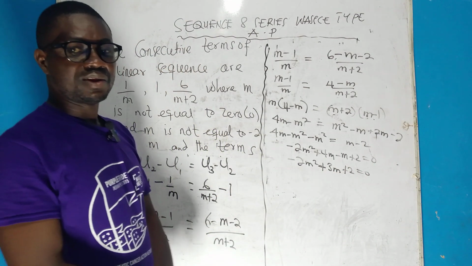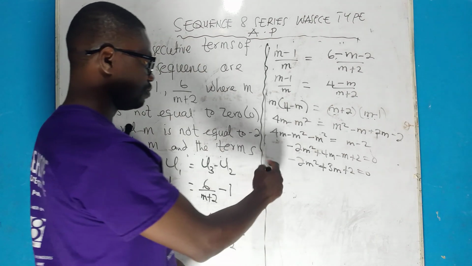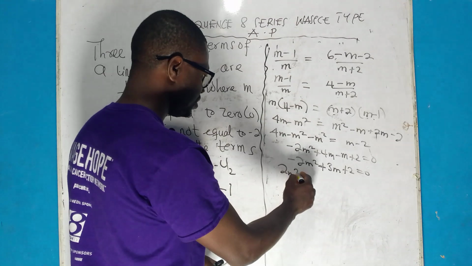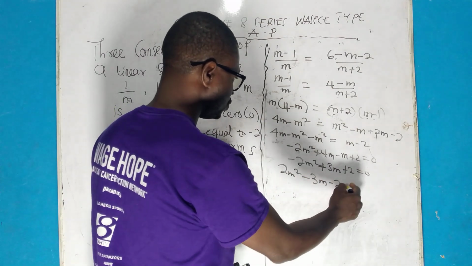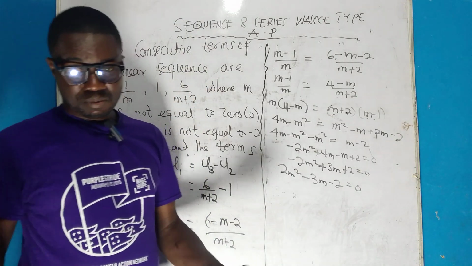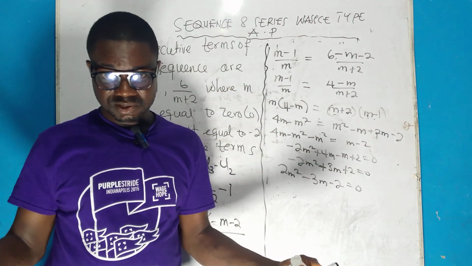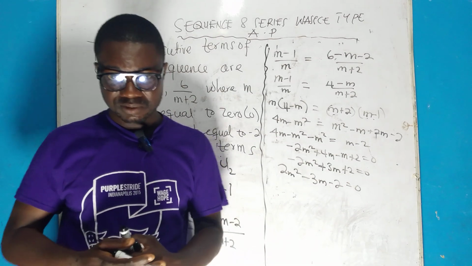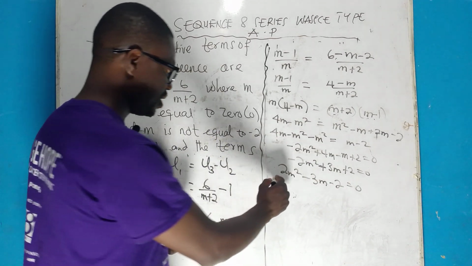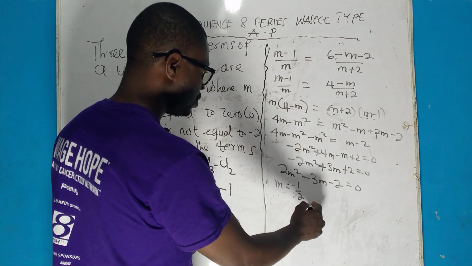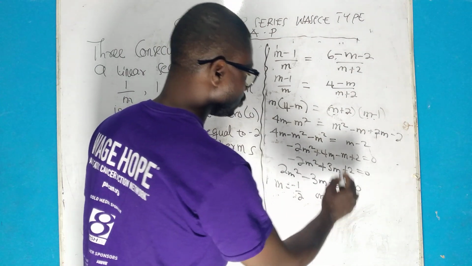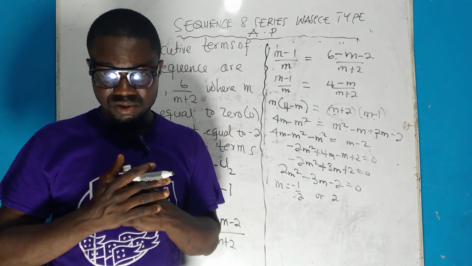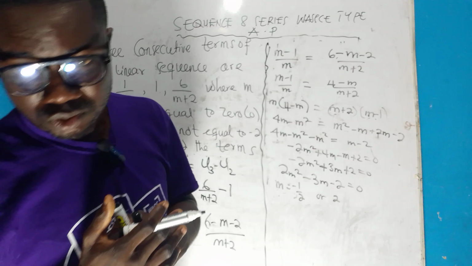Let's make the square value positive by multiplying it through by negative. So we are going to have 2m squared minus 3m minus 2 is equal to 0. Now when you have this expression, you can solve this quadratically. Then you are going to arrive at m is equal to minus 1 over 2 or 2. From here, that's what you're going to get, and that will bring you to the final value that you are supposed to get.